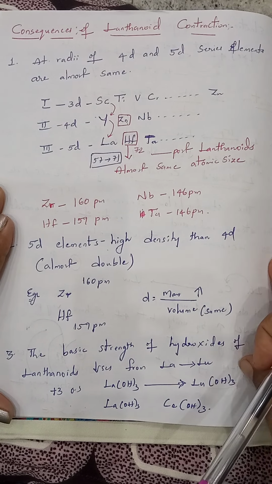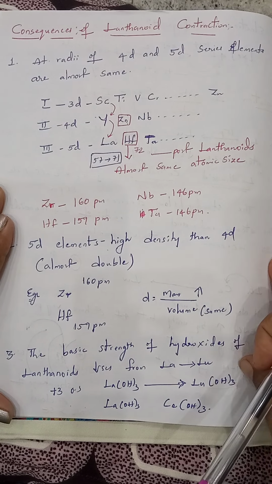Now we are discussing 4d and 5d. Remember, this is along the period, and if you come down, this is along the group. Along the group, what is the condition of atomic radii? Atomic radii should increase from one element to another element in the next group. Remember, along the group atomic radii always increases, but here for 4d and 5d series elements, the atomic radii are almost the same. It is not decreasing or increasing, it is almost maintained the same.